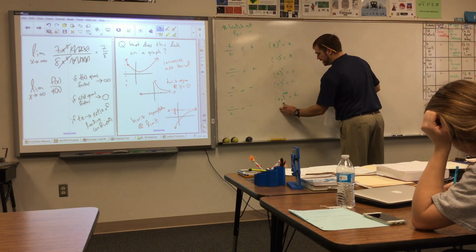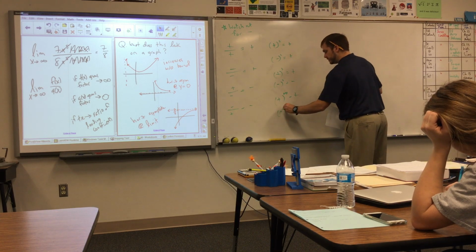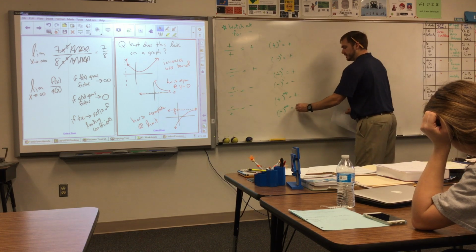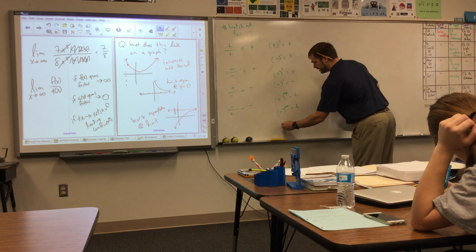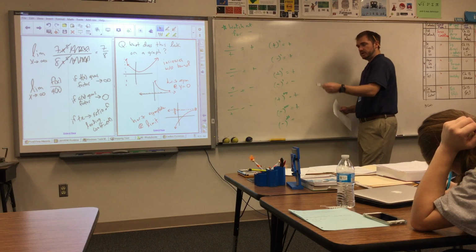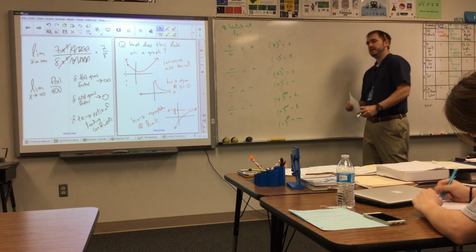If you take a negative number to an even power, it will be positive. But if you take a negative number to an odd power, like cubed, or to the 5th, or to the 7th, then it will be negative.